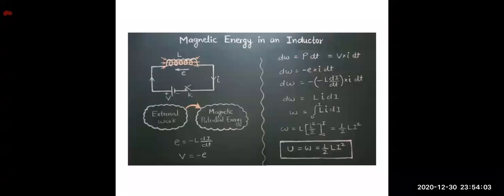Good morning, children. This is 12th physics. We are doing chapter number 6, electromagnetic induction. Today we are going to cover the topic that is magnetic energy in an inductor.